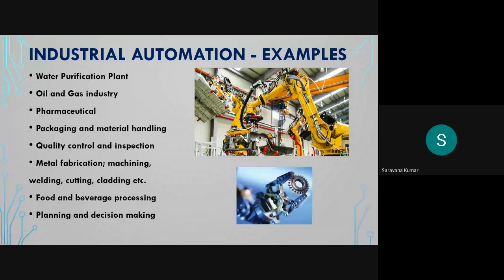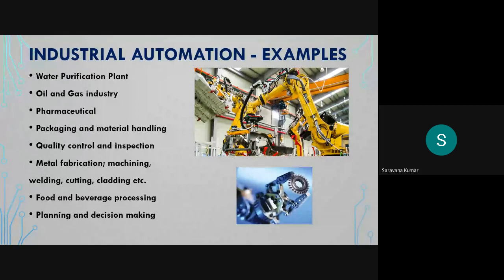Yeah, here are some industrial examples. We are using automation in water purification plants, the oil and gas industry. There are a lot of industries, but the importance varies depending on the industry. For example, in the oil and gas industry, safety is the most important. In PLCs, they supply safety PLCs also. It's like if one input fails, another input will be taken within a microsecond.